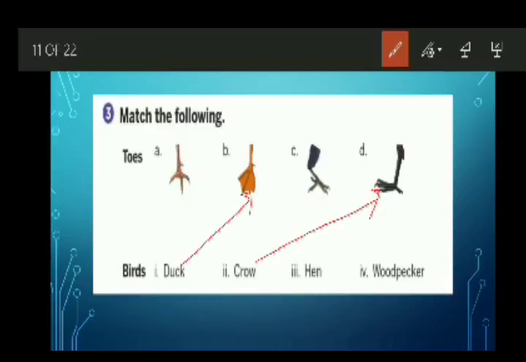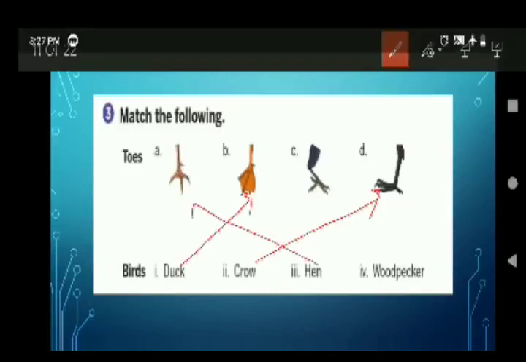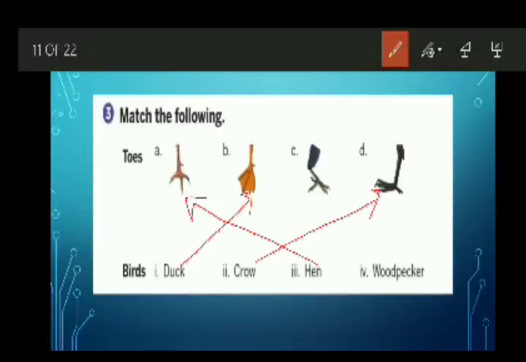Next is hen. Hen is a scratching bird. It has strong feet with 3 toes pointing front, 1 behind. On these feet they have large scales. So here in the first picture we can see the scales on it, and it is the feet of a hen.